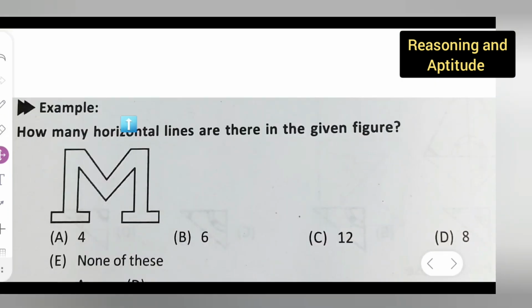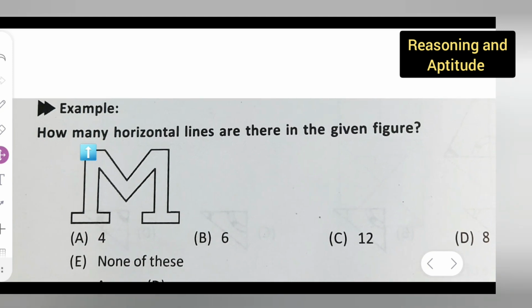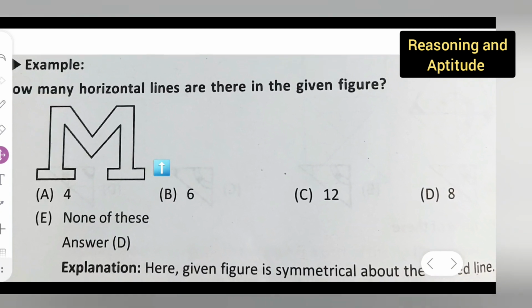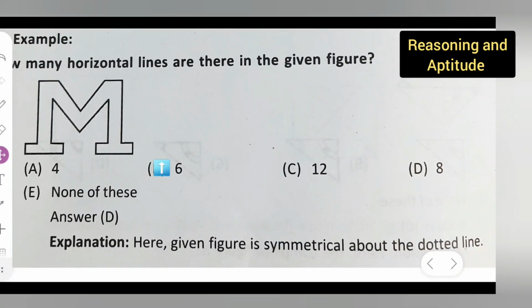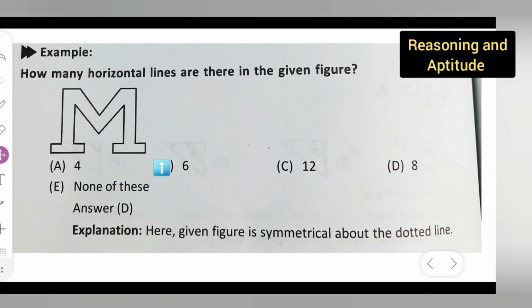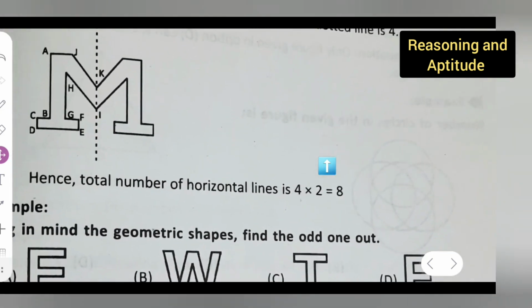So moving towards the example, you can take down this: how many horizontal lines are there in the given figure? Here, how many horizontal lines are there? The option is basically the 8 one. The option D is the correct option. Now why is option D the correct option? Here the given figure is symmetrical about the dotted line. So here you all can see in this figure.